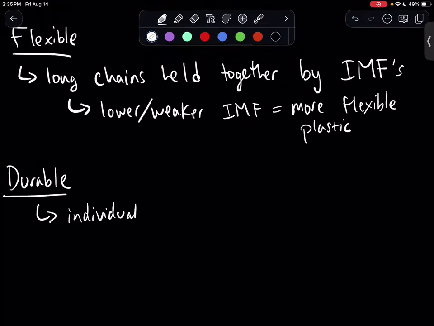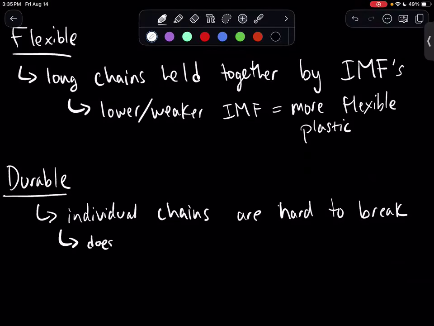Individual chains are hard to break. So those long chains are nothing but carbon and hydrogen bonds, which are decently strong in comparison. So it's hard to break those, which gives it overall durability. This also does lead to the fact that this doesn't degrade well.